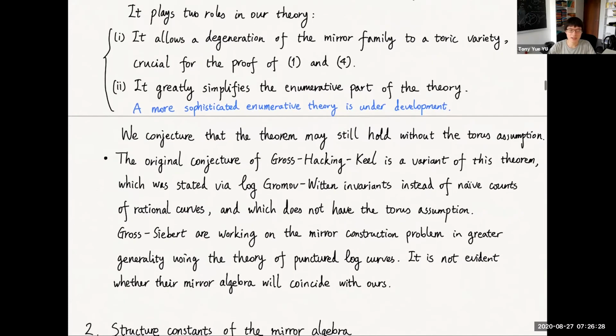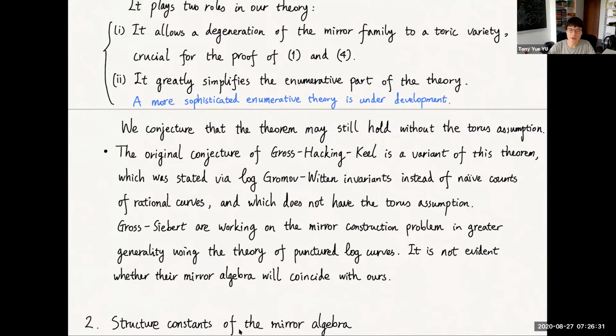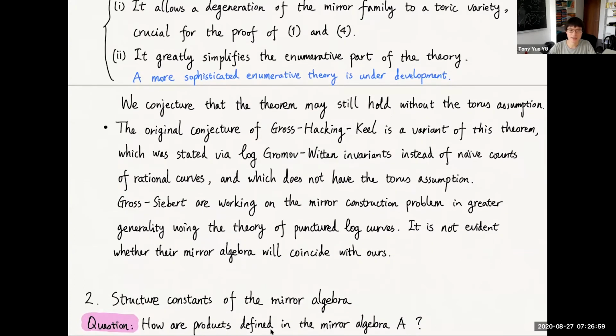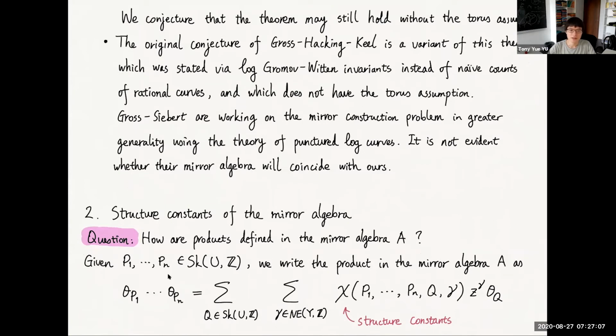So now let me explain the structure constants of the mirror algebra. In the statement of the Frobenius structure theorem, it's claimed that this mirror algebra A, which was first defined as some free R module, has some commutative associative algebra structure. So the question is, how are products defined in the mirror algebra A? Since it's an R algebra, in order to define the products, it's enough to define them over the basis elements.